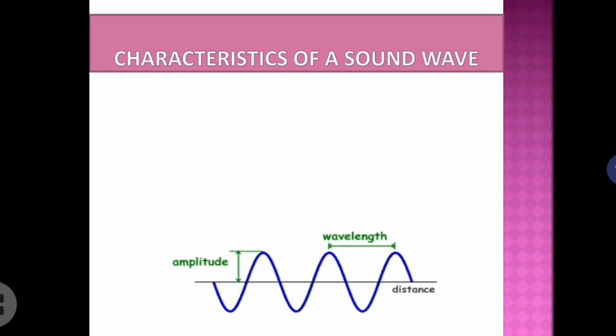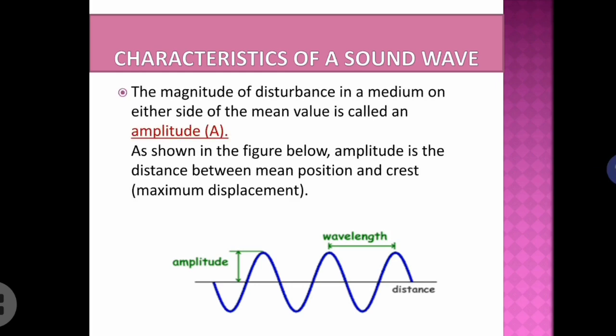Okay, and also in the same figure you might have seen it marked as amplitude. What is amplitude? You might have studied that in lower class, right? As you can see, it is the distance of the crest of the wave from its middle or mean position. So the amplitude is the magnitude of disturbance in a medium on either side of the mean value. That means, as you can see in the figure, it is the distance between the mean position and the crest or the compression. That means the maximum distance the particle of the medium can move due to the vibration. That is called amplitude. It is denoted by the letter A.